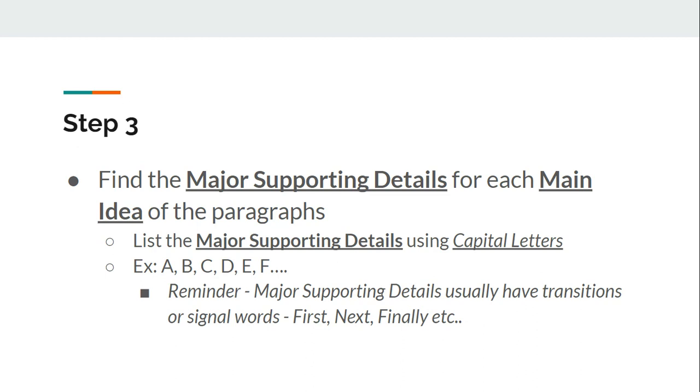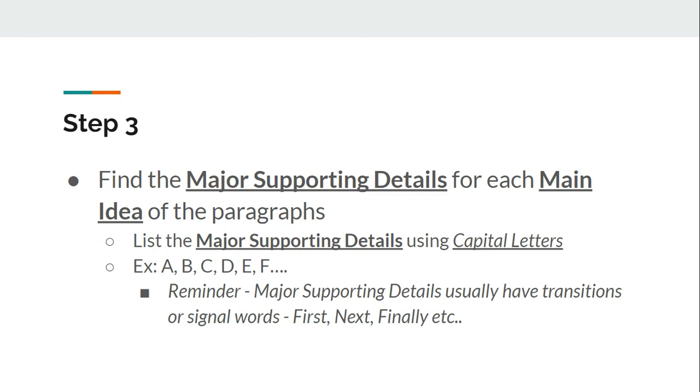For each paragraph, you will start over, starting at A, B, C. It won't continue on D, E, F. It's only in the same paragraph. I'm sorry if that confuses you. You'll see it at the end when I give you a sample of what it would look like. Now, just a reminder that major supporting details usually have transitions or signal words like first, next, finally.